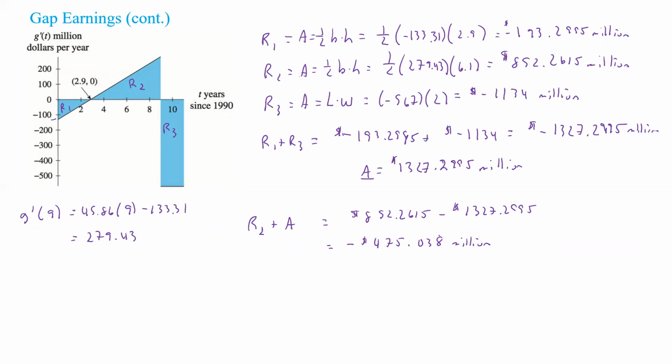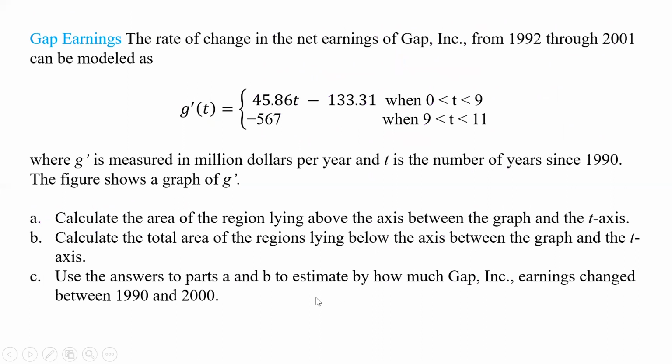It doesn't say to interpret it, but we can say earnings basically went down $475.038 million. That's how much it went down. So that's where we are. Our earnings went down over that period of time, $475.038 million. I think now we've answered everything. All right, let's stop here and we'll come back for more.